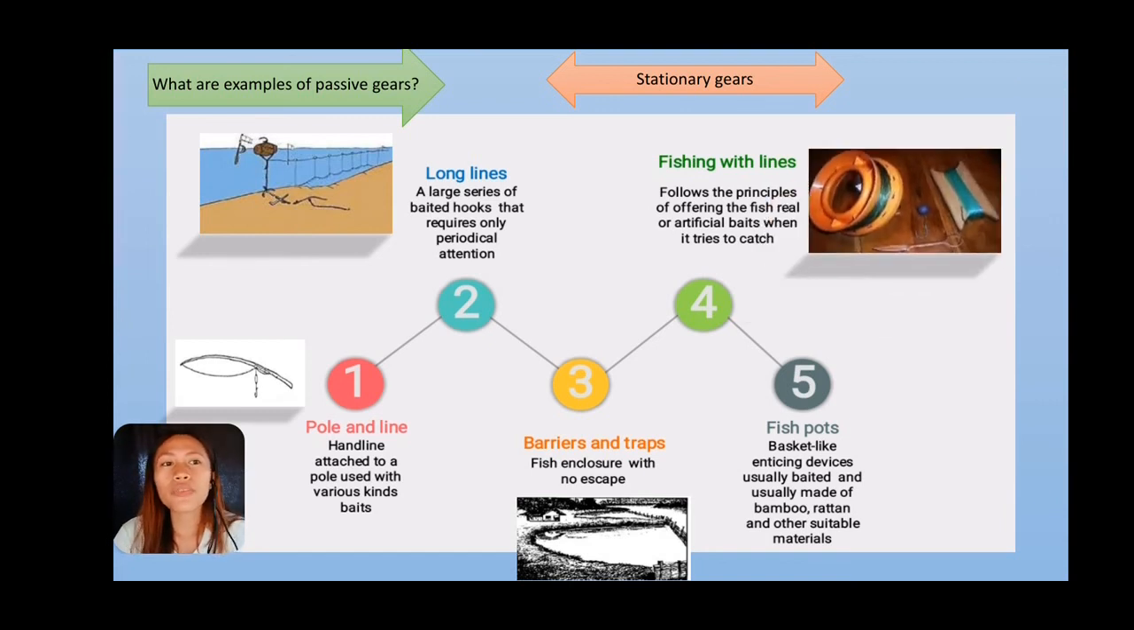It follows the principle of offering the fish real or artificial baits when it tries to catch. Mostly it's nylon line. This is what my siblings used before, using baits like shrimp or small fish, or whatever else they used. I'm hoping that this is familiar to you.